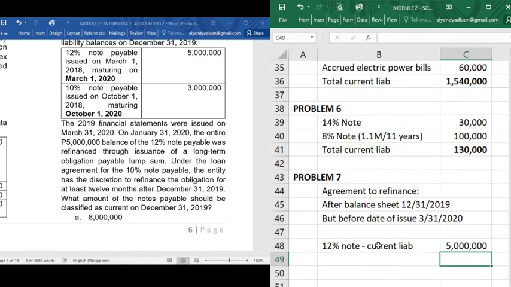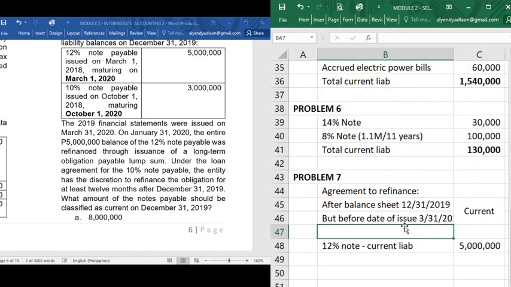Okay, that is 5 million pesos. So this is treated as current. Ma'am, but it became long term, no? Wait, they only agreed on January 31. Meaning, as of December 31, 2019, it was not yet long term. Okay? As long as it is between the balance sheet date and the date of issue, we can say, class, that it can still be changed, because the financial statements have not yet been issued.